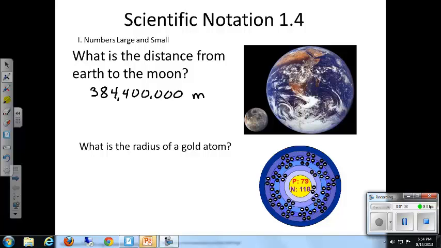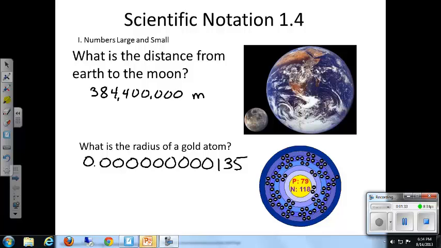What's the radius of a gold atom? This should be a small number, and it is. And this one has a bunch of zeros. I got the right number of zeros there. 1, 3, 5. And this is pretty small. So you see the problem here, right? There's a lot of zeros, and what are the zeros really doing? Maybe they're just kind of placeholders, right, and not really doing a whole lot for you.